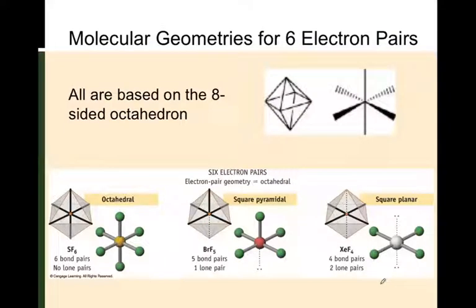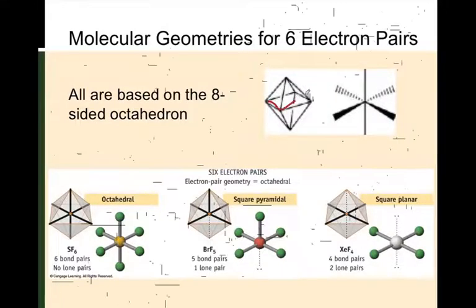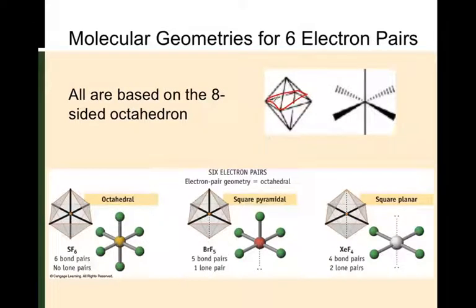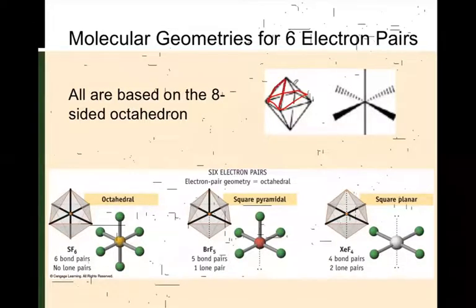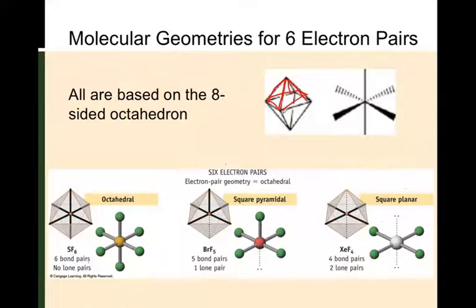Okay, so then molecular geometries for 6 electron pairs. These are all based on the 8-sided octahedron. So here we have the octahedron. So it's a square with something like this.